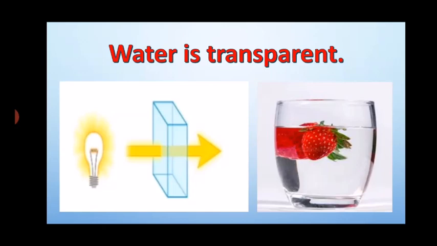So we are looking at the qualities of water, and we saw that water has got no color, no smell, no taste, and now we have seen that water has one more quality, that is water is transparent. So in this lesson, children, we are going to learn lots of things about water. Let us move on and look at the next example.